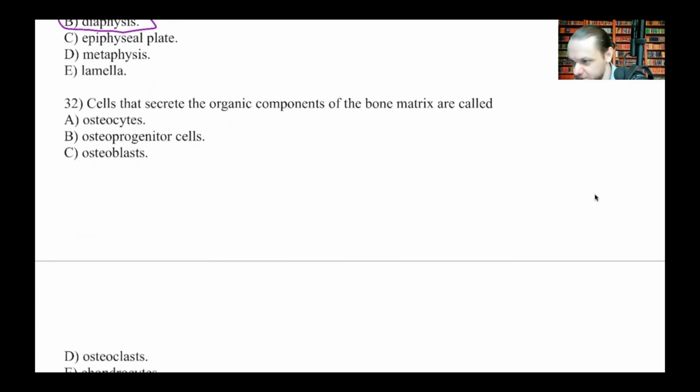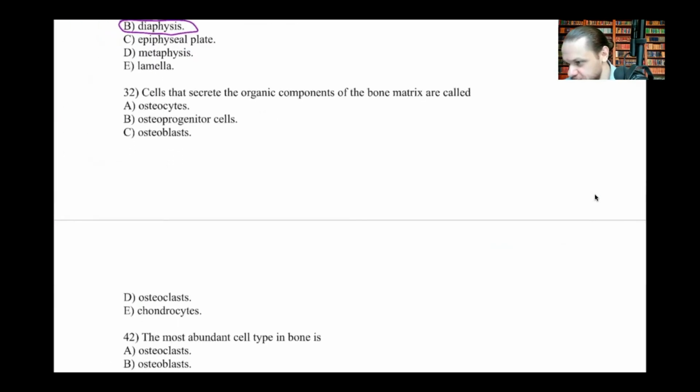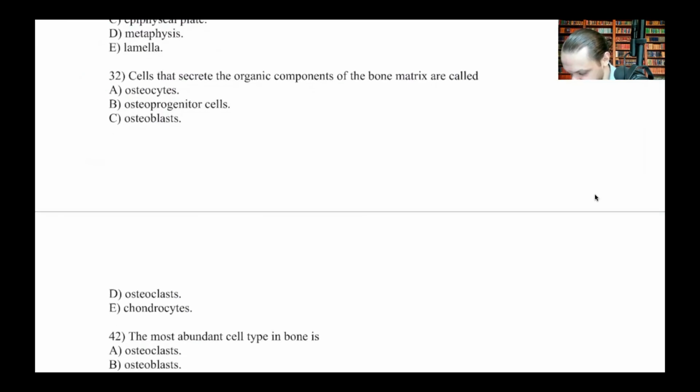32. Let's see who we got. Sarah, would you like to go? 32. Cells that secrete the organic components of the bone matrix are called osteoblasts. Yeah, that is correct. C is correct. Osteoblasts create the bone matrix, they expand and they ossify. So osteoblasts is correct. Something I wanted to say here.